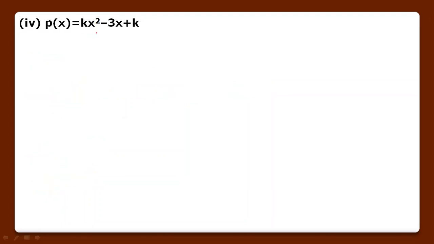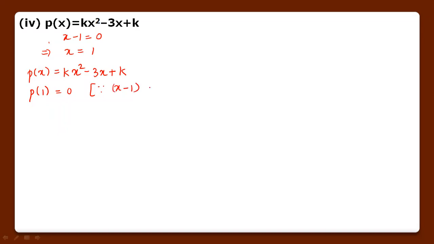Px equals to kx square minus 3x plus k. We are given x minus 1 is a factor, x equal 1. Px in this question is kx square minus 3x plus k. P1 will be equals to 0 since x minus 1 is a factor of Px.